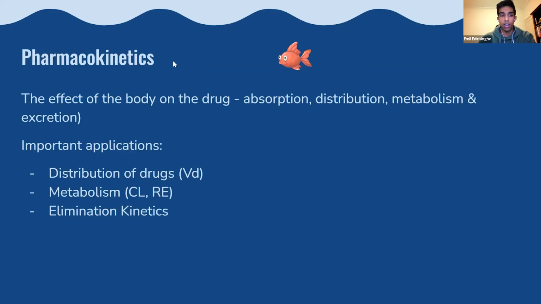So first off, with pharmacokinetics, the first thing is to understand that pharmacokinetics is essentially the effect of the body on the drug. So that means absorption, distribution, metabolism, and excretion of the drug. And there are a few important applications that you should know about. This includes equations and also just general understanding.